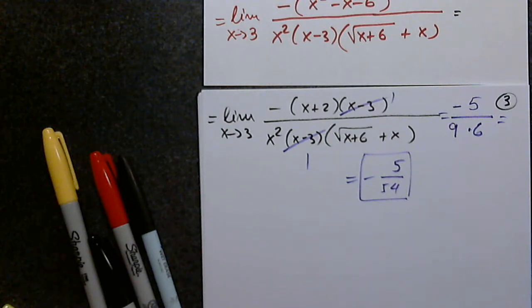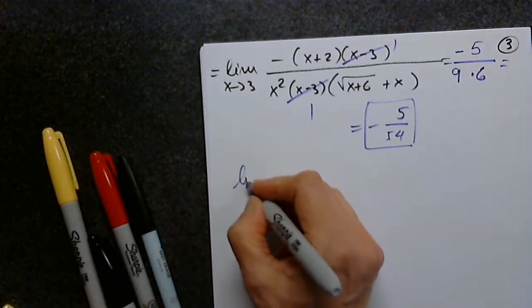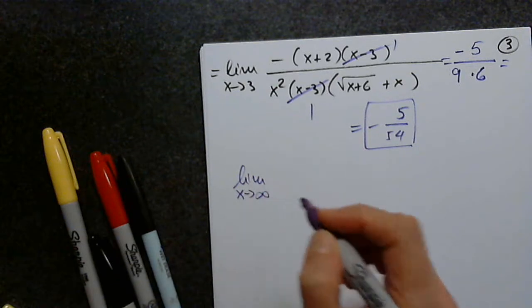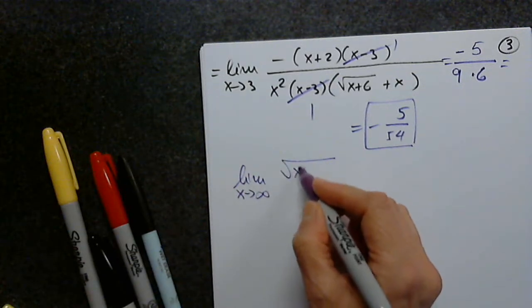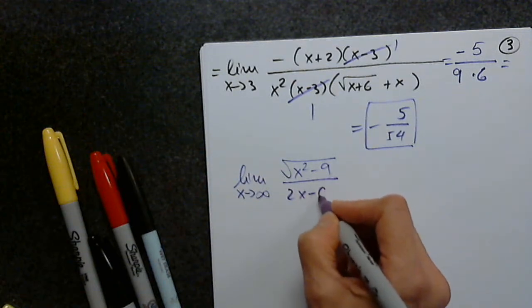Any questions? Anyone? Is this okay? Yes? Okay. Moving on. Limit as x approaches infinity of the square root of x squared minus 9 divided by 2x minus 6.